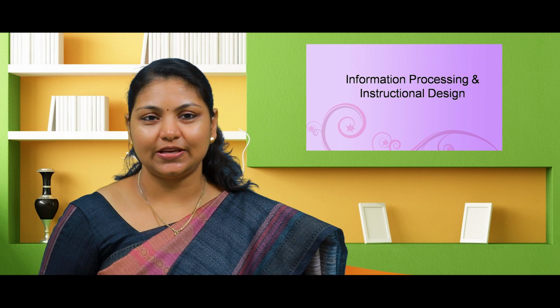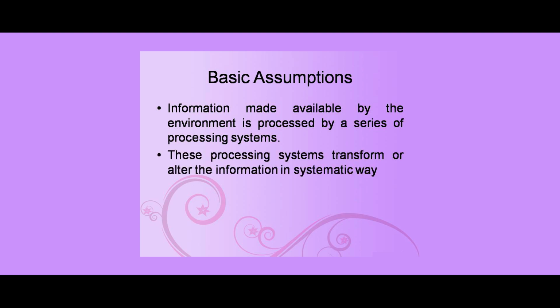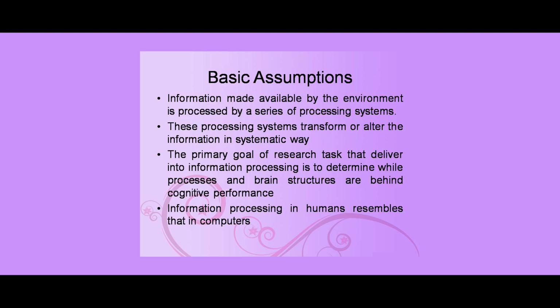Now let us explain the basic assumptions of information processing. First one, information is made available by the environment and is processed by a series of processing systems. Second one, these processing systems transform or alter the information in a systematic way. Third one, the primary goal of research on information processing is to determine which processes and brain structures are behind cognitive performance. Fourth one, information processing is a human resemblance to computers.